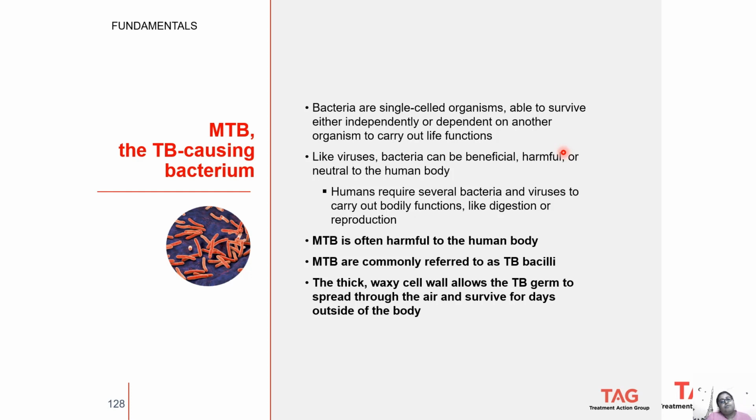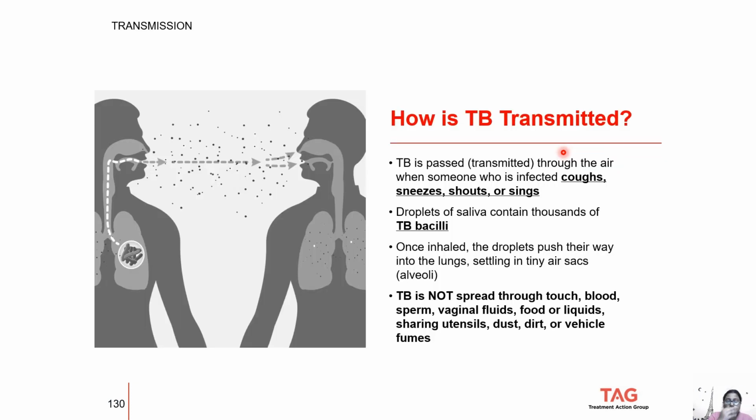But MTB is harmful to the human body, and they are often referred to as the TB bacilli. So the thick waxy cell wall allows the TB germ to spread through the air and survive for days outside the body. We already talked about the transmission of TB. It is transmitted through the air when someone infected coughs, sneezes, or anything. So droplets of saliva will contain thousands of TB bacilli, and once inhaled, the droplets will push their way into the lungs, settling in tiny air sacs, alveoli. And TB is not really spread through touch, blood, vaginal fluid, sperm, food, or liquids, etc. It's completely aerosol transmission. Okay.